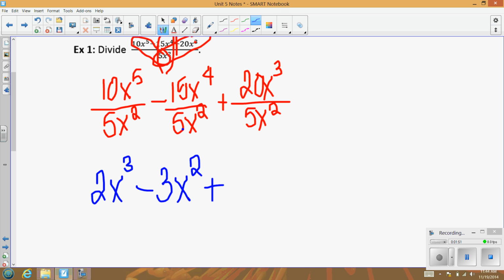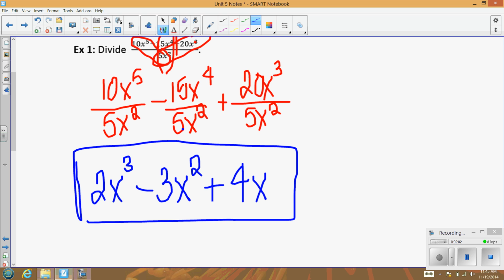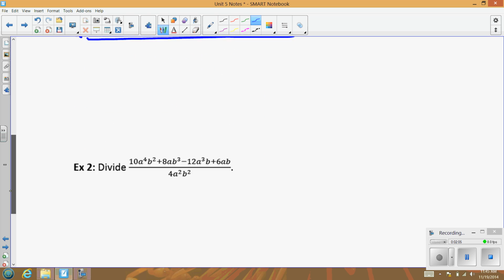Then I have addition. 20 divided by 5 is 4. Keep the base, subtract the exponent, so it's just going to be x to the 1, which I'm just going to leave as x. So that's it. So that's reduced. Let's look at another one.